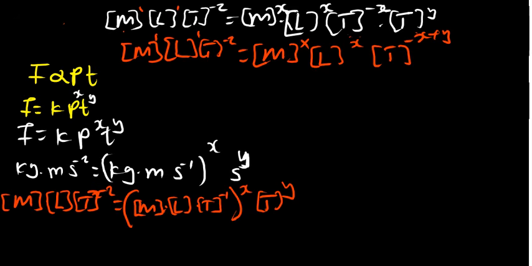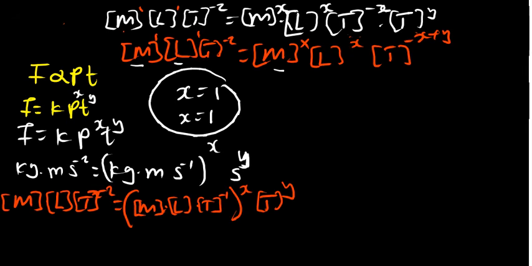Now we can compare them. On the left-hand side we have M, so x is going to be equal to 1. If I compare L and L, again it is x, so again x is going to be equal to 1. So we are getting the same values. Let's go to the last one. We have negative x plus y. This part has to be equal to this part of T, which is negative 2.